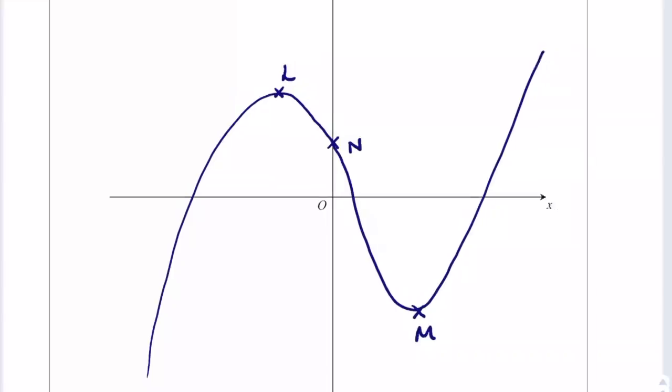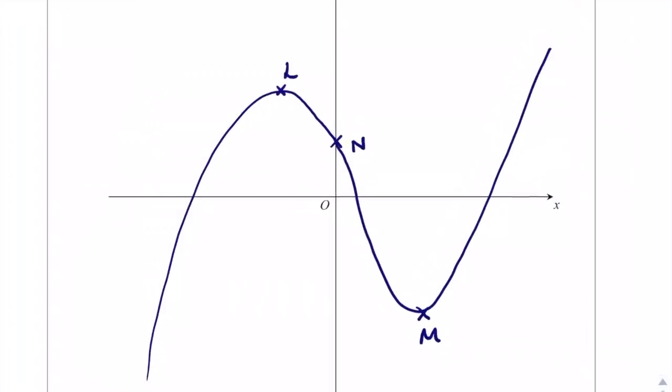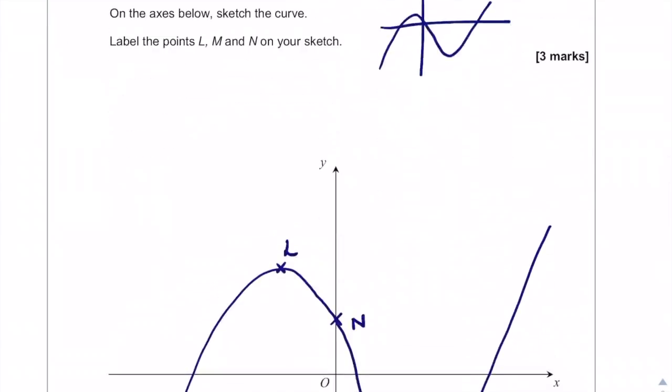It's only a sketch, so it doesn't have to be exact. The main points in which we're going to get the marks for on this question is making sure it intersects the x-axis 3 times, and you've roughly located your points in the right positions, and that the curve is the right shape. So that's question 8.